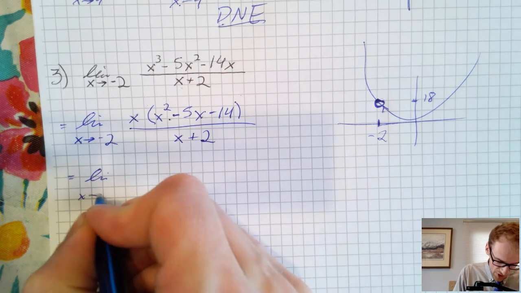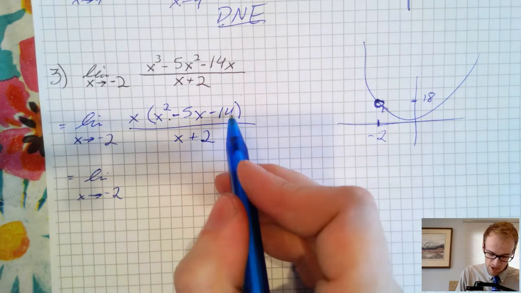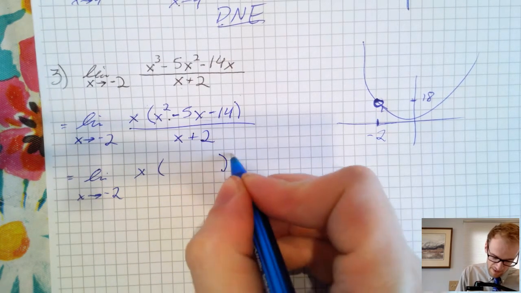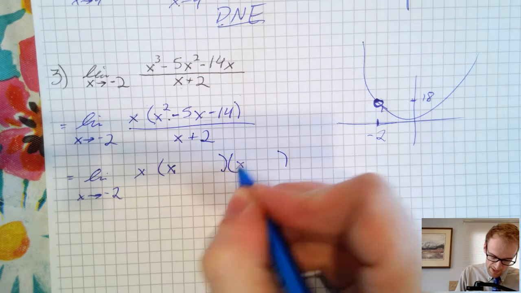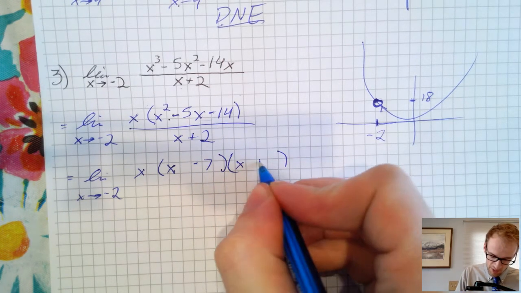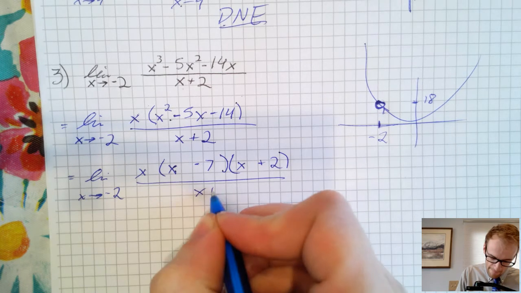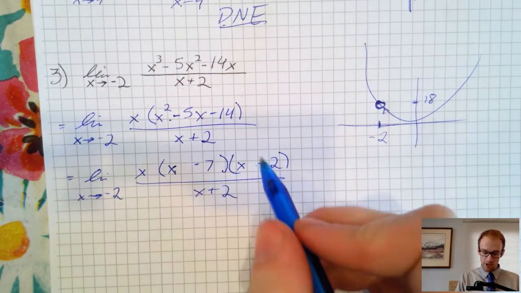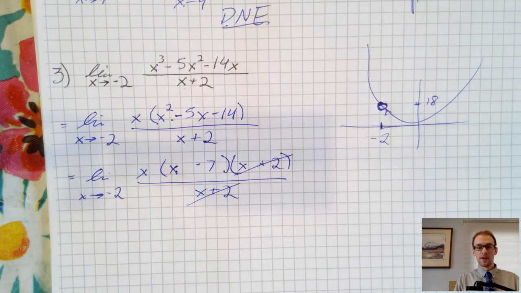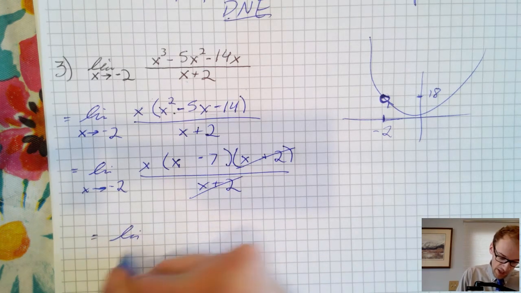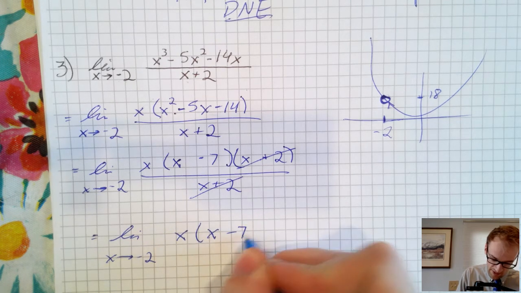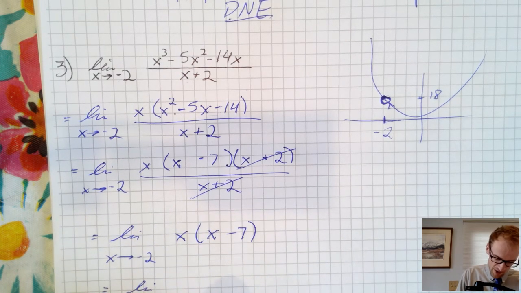So now we try to factor this quadratic, and I want factors of 14 with a difference of 5. Lucky us, 2 and 7 will do the trick. So I got my x there, looks like a minus 7 and a plus 2. Okay, look at that, x plus 2 is a factor of my whole numerator, and it's a factor of my whole denominator, so those divide each other out, and we just get a 1 there. So this is really just the limit as x approaches -2 of x times x minus 7, and we could go ahead and simplify that, why not?